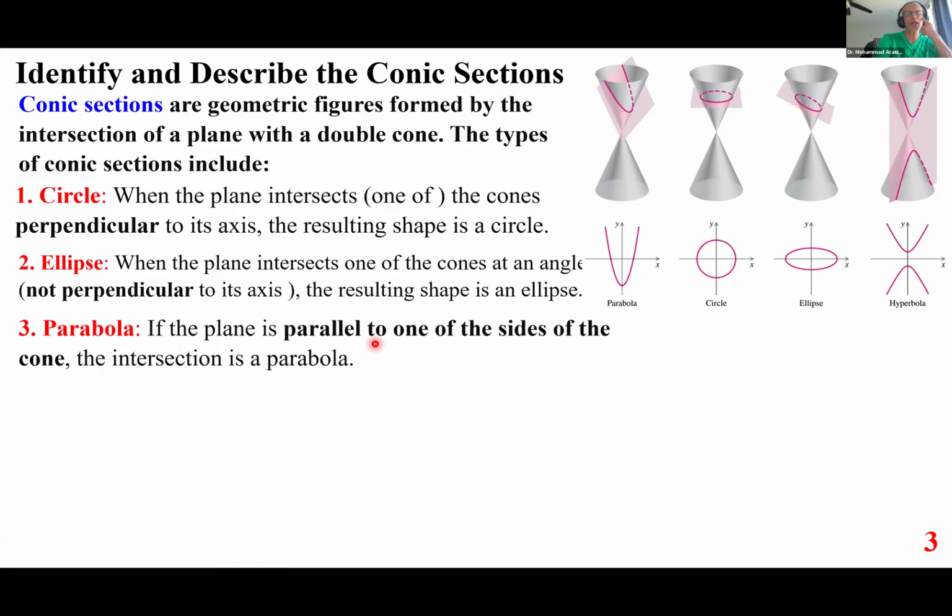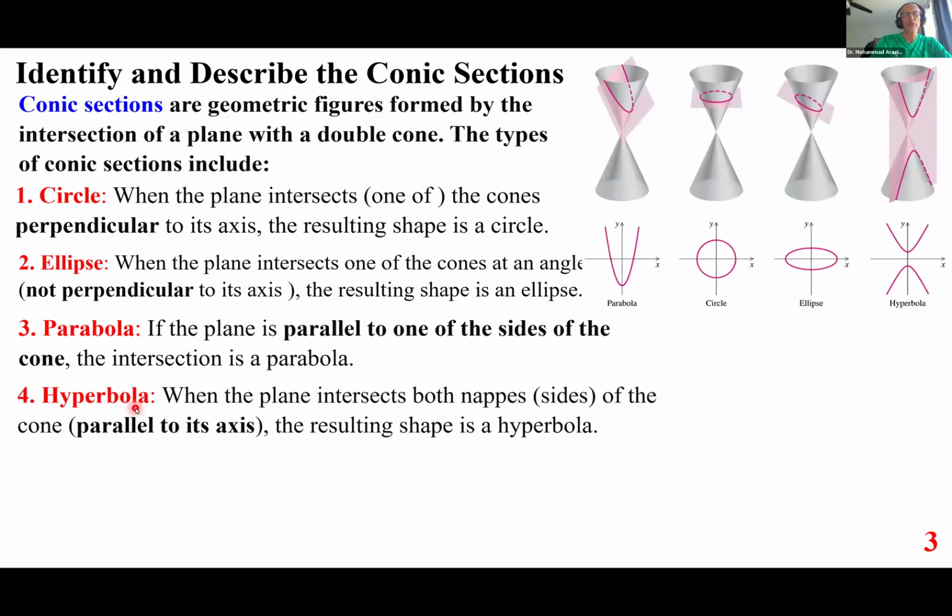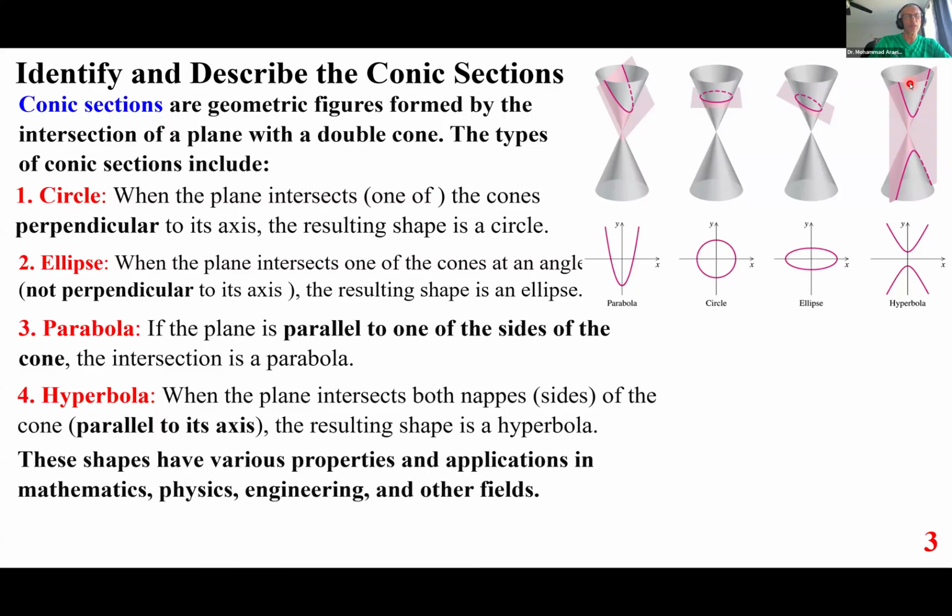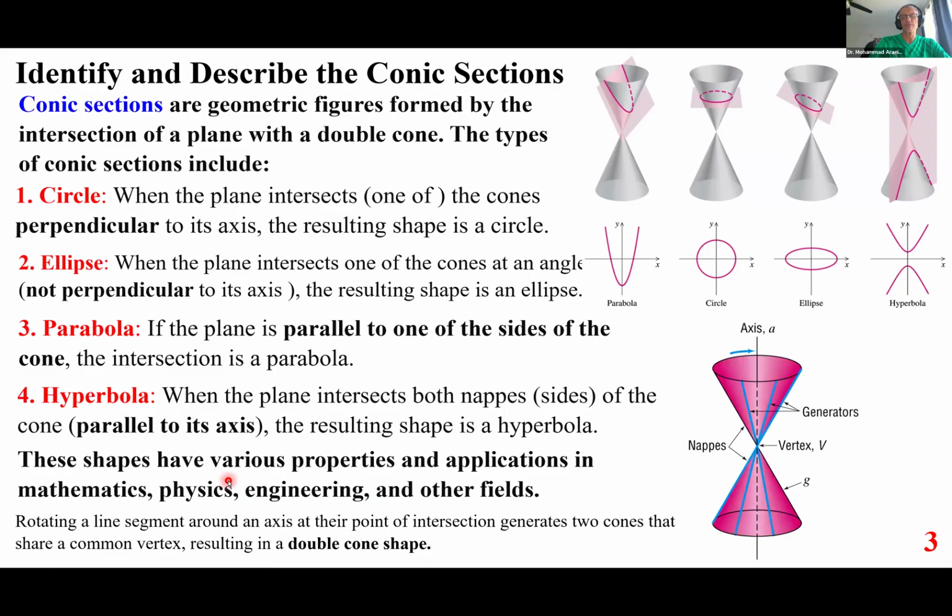Parabola: if the plane is parallel to one of the sides of the cone, the intersection is a parabola, like this one. Hyperbola: when the plane intersects both nappes, sides of the cone, parallel to its axis, the resulting shape is a hyperbola, as is the case here. So that's how we get to those shapes. These shapes have various properties and applications in mathematics, physics, engineering, and other fields.